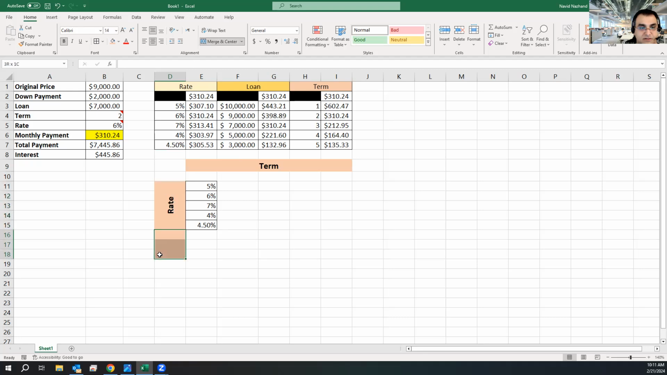Merge and center. These ones, I don't need the color, so just go with, say, no fill. Okay, so they are back to normal. So I have 5%, 6%, 7%, 4%, and 4.5%, all the rates that I had on the top. And then for the term, I had 1, 2, 3, 4, 5. I'm going to put them here, 1, 2, 3, 4, 5.